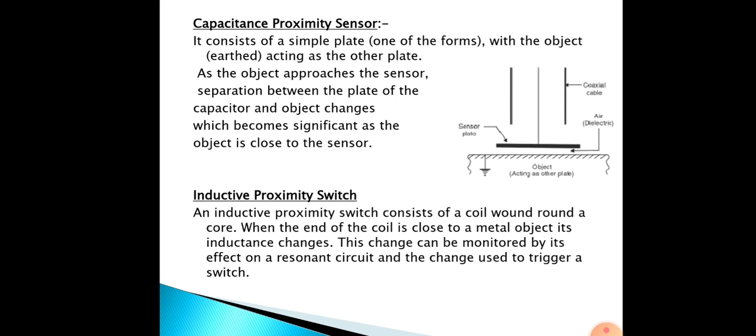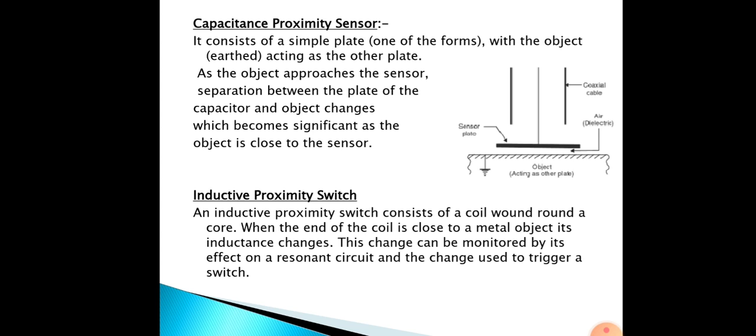Okay, so you can see over there, that is the sensor plate, and air will be there in between, and one more object will be there. When they get attracted towards each other, what will happen? When the object approaches the sensor, the separation between the plates will be changing. The plate of the capacitor and object separation changes, which becomes significant as the object is closer to the sensor. Okay, so in this manner this will be working.